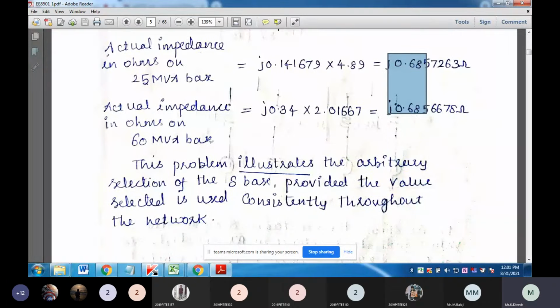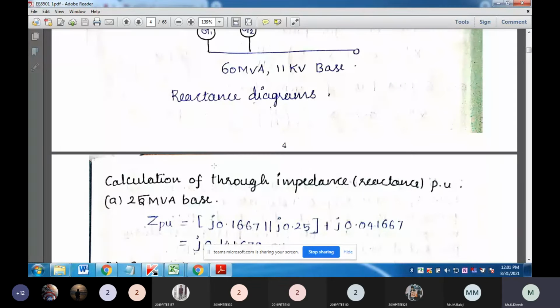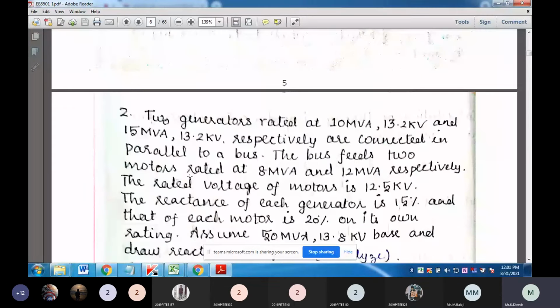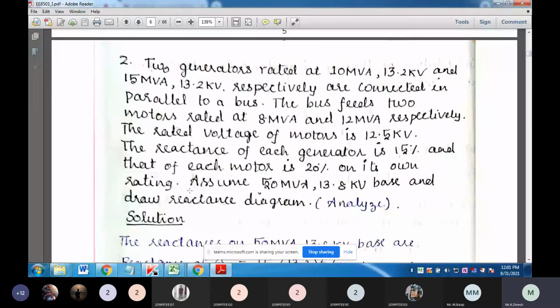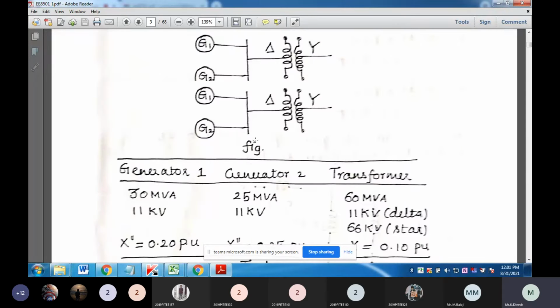First illustration example. And second, the same from your per unit side. Two generators rated at 10 MVA, 13.2 kV, and 15 MVA, 13.2 kV respectively are connected in parallel to a bus. The parallel we showed earlier, the same thing. So this is your parallel combination. G1, G2 are connected in parallel.